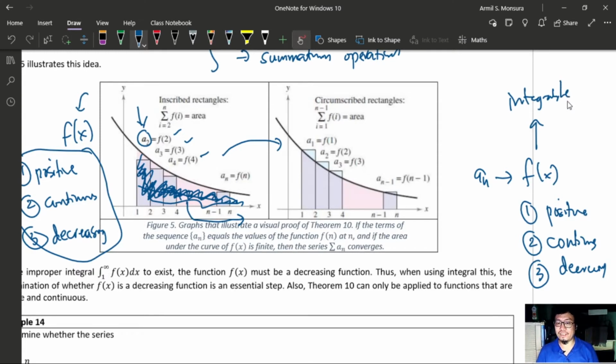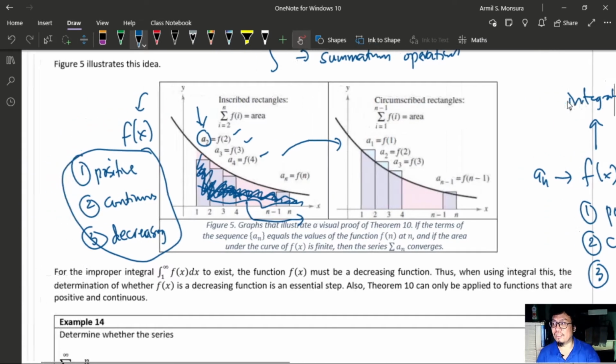It's not good that we are trying to use the integral test if we cannot integrate f of x, or if we will be having difficulty integrating f of x.